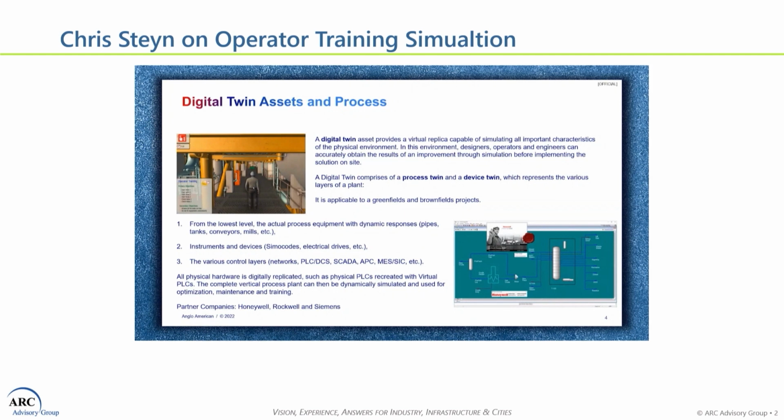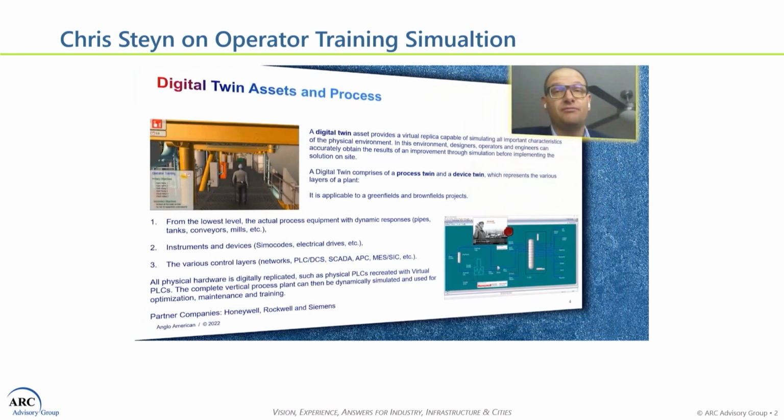However, what I would like to add, for Anglo-American, the digital twin comprises two things. It's a process twin and it's a device twin. Now, I will be referring to these quite often in the presentation. And we are trying to represent the various layers of the plant's control system hierarchy. And very often we are asked, is this for new plants? No, it is applicable to both greenfield and brownfield projects.